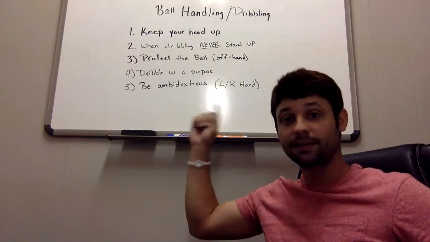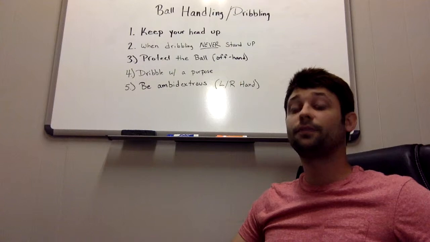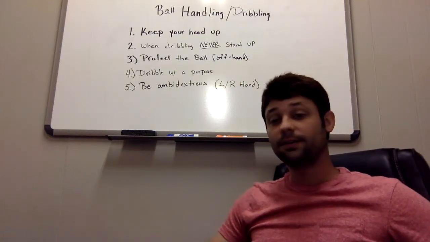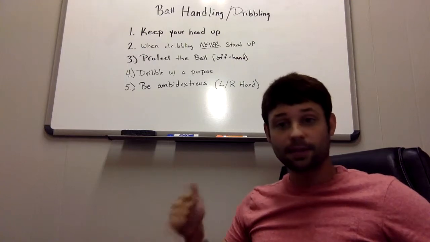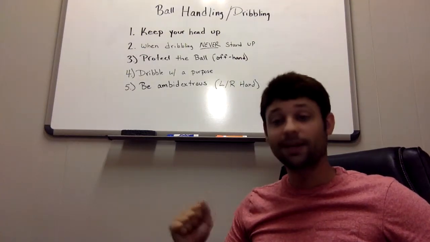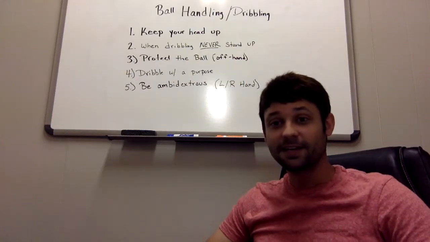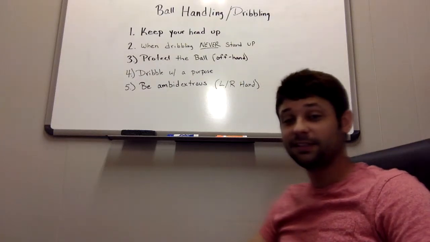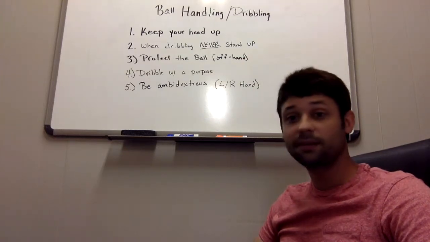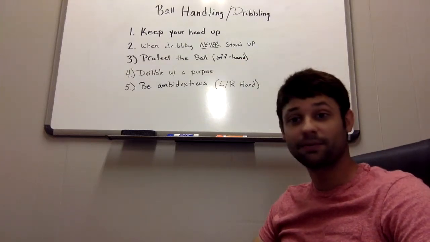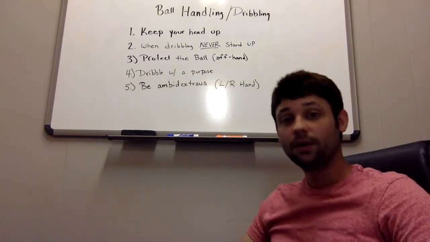Then the last thing, especially for kids at a young age, if you're coaching kids around the first, second, third, fourth, and fifth grades: be ambidextrous. If they're right-handed, work on their left hand twice as much. Oftentimes I go to middle school games and see a 6th or 7th grader, maybe even an 8th grader, who can only dribble with their right hand, and it limits so much of what they can do on the court.